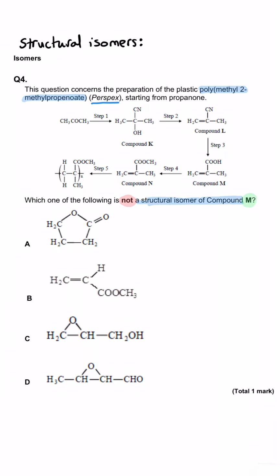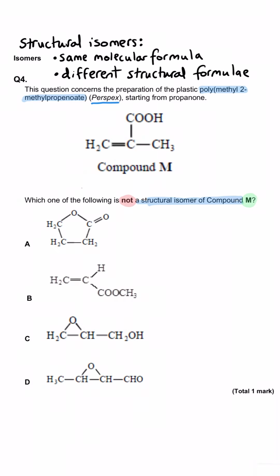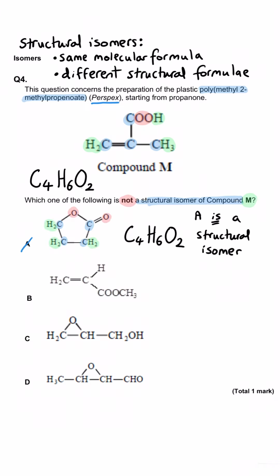So all we need to do is look at compound M in more detail and compare its molecular formula to the molecular formulae of these four options. When we do that, we can see that the molecular formula of M is C1, 2, 3, 4, H2, 5 and 6, and O2. So C4H6O2. When we look at A, it's just a case of counting up the carbon atoms, C4H6O2 again. So A is the wrong answer because it is a structural isomer of compound M.